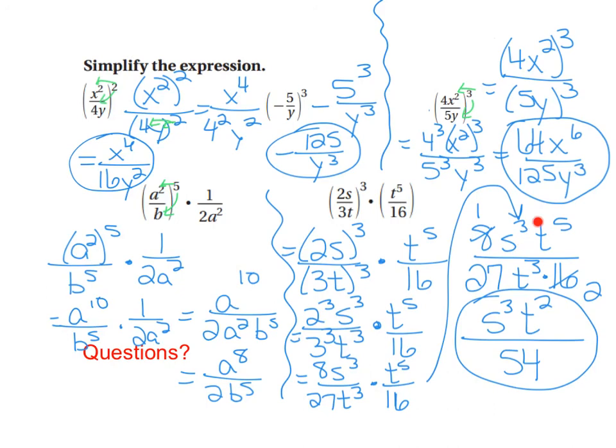And right here, t to the 5th over t cubed, I'm dividing. What do I do to the exponents? I subtract. So I got t squared, and I ended up with s cubed t squared over 54. There are lots of ways to get to the right answer. Make sure you're showing enough work, the amount of work that you need to get it correct. Mark anything you don't understand. We're going to do practice with this in class.